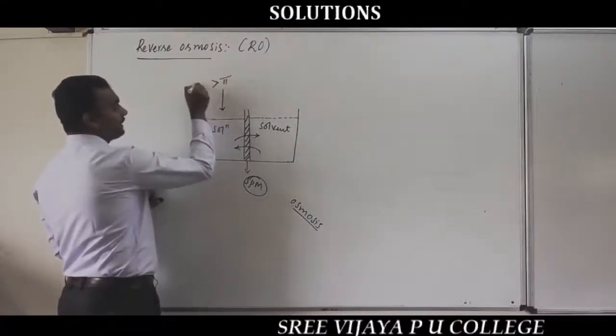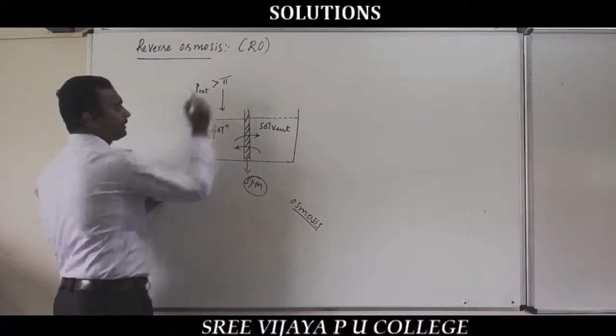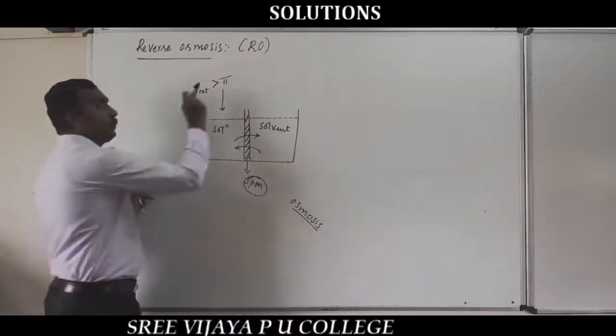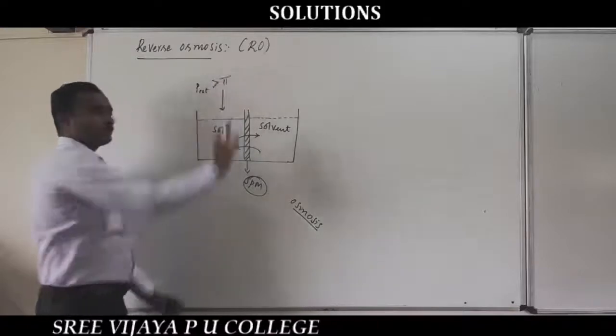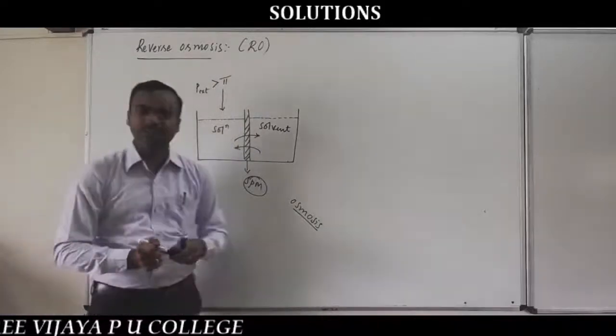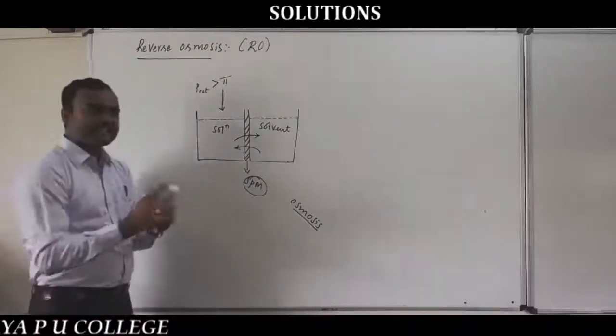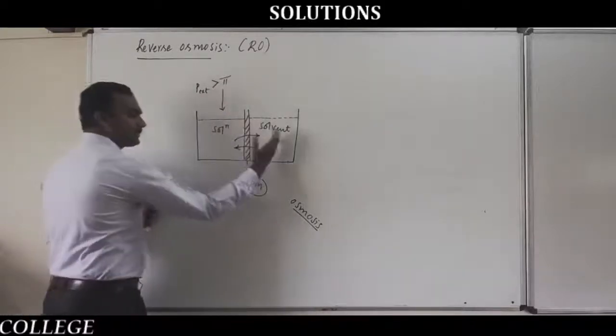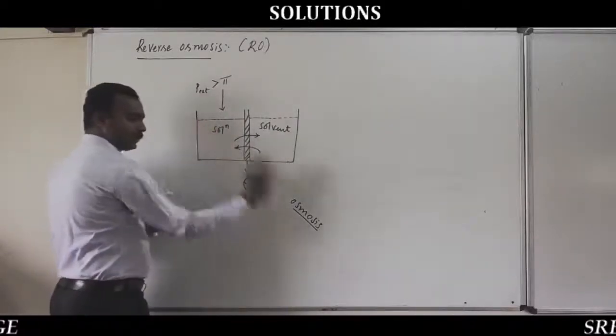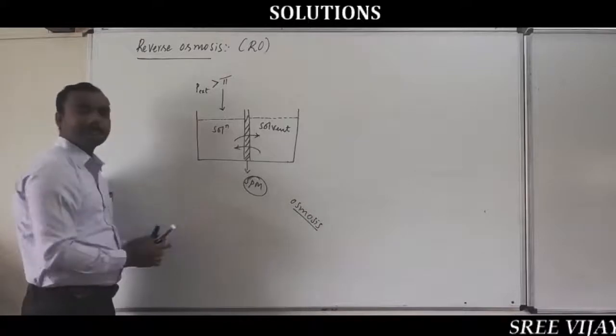I am going to apply the external pressure which is higher than that of the osmotic pressure. It's a very important concept and very easy to remember. So the solvent molecules come to the solution side by osmosis through the semi-permeable membrane.